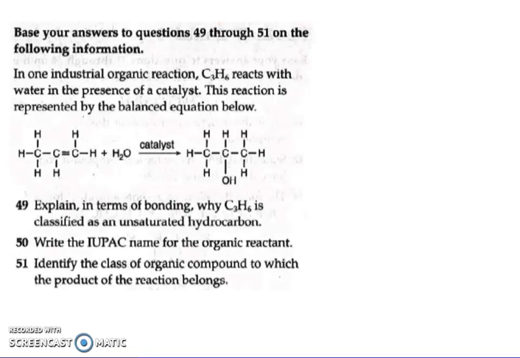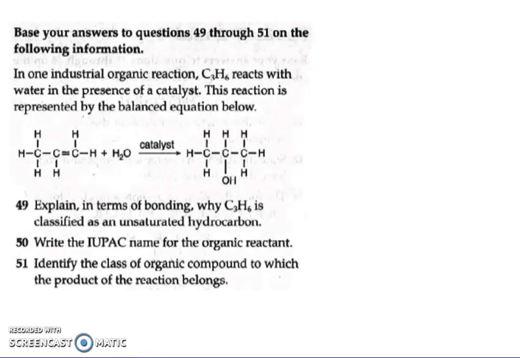49 through 51 says in an industrial organic reaction, C3H6, which is an alkene, reacts with water in the presence of a catalyst. We end up making that compound. In terms of bonding, why is C3H6 classified as unsaturated? Because it has a double bond in it. In terms of bonding, remember, you could say it could hold more hydrogens, but in terms of bonding, it has a double bond in it.